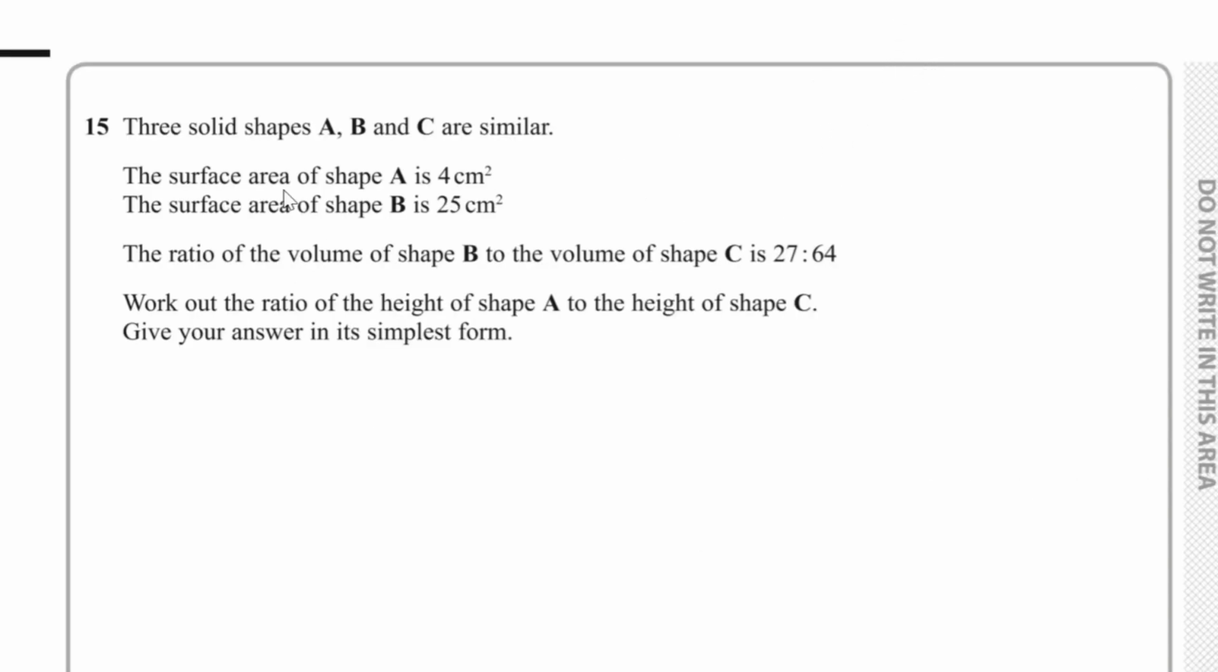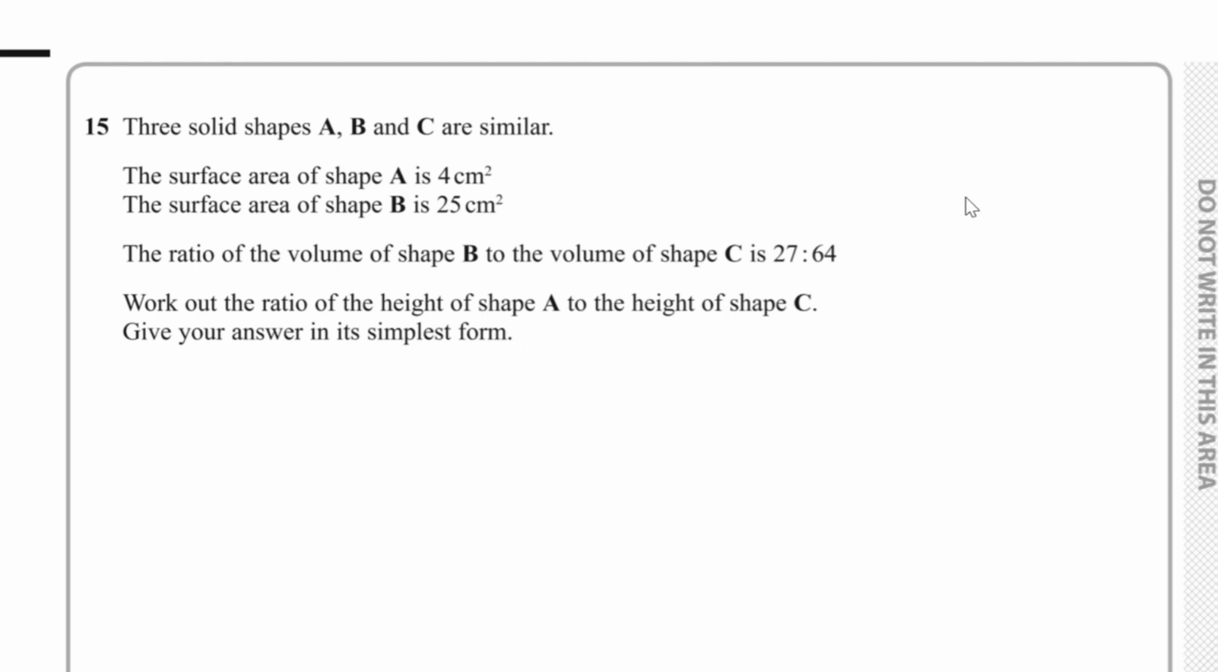Question number 15. 3 solid shapes A, B and C are similar. The surface area of shape A is 4 cm squared. The surface area of shape B is 25 cm squared. The ratio of the volume of shape B to the volume of shape C is 27:64. We have to work out the ratio of the height of shape A to the height of shape C, giving the answer in its simplest form.